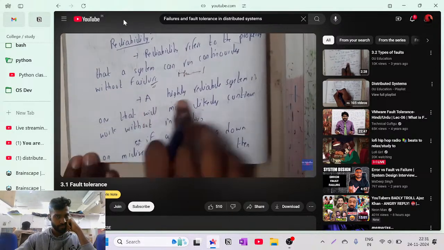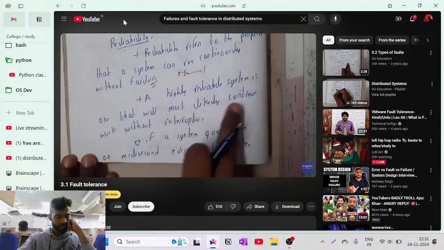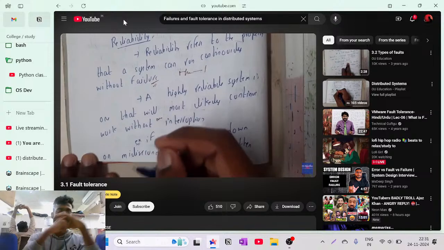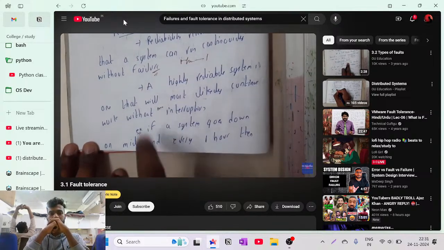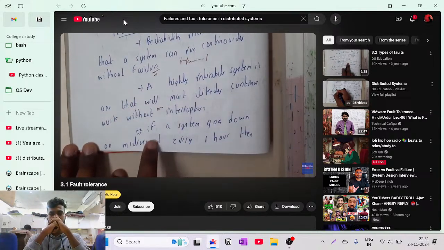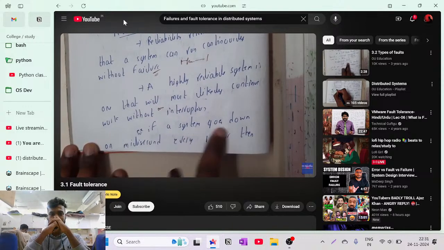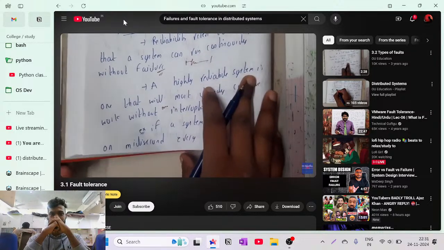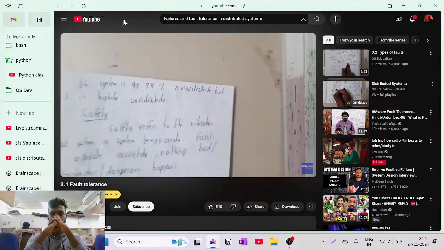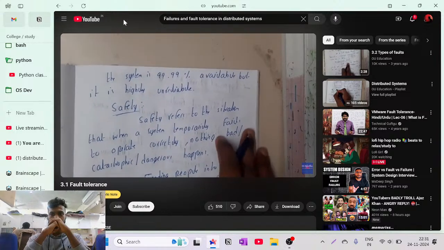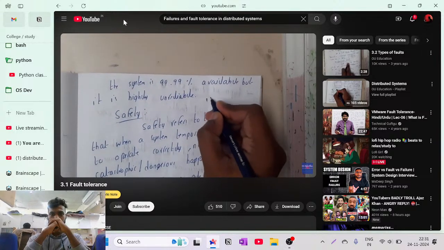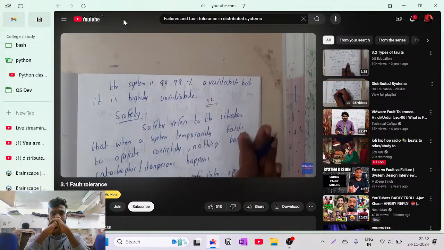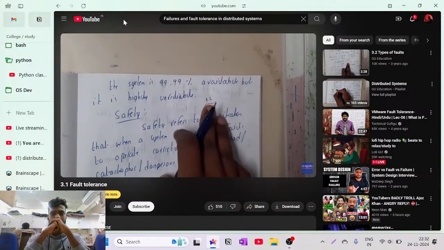A highly reliable system is one that will most likely continue working without any interruption. There should not be even a millisecond or microsecond of failure. Then you can say the system is reliable. Let us take an example. Suppose a system goes down for 1 millisecond every 1 hour. You are having some network transactions or anything you are doing, guys. In that one hour span, for a particular amount of time, 1 millisecond, the server will be down.